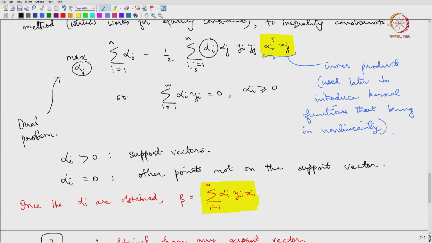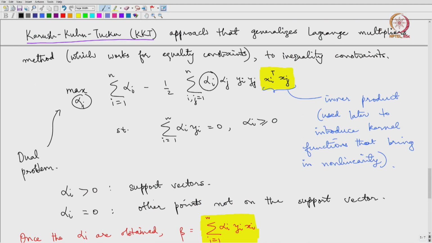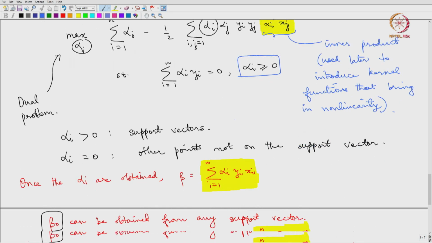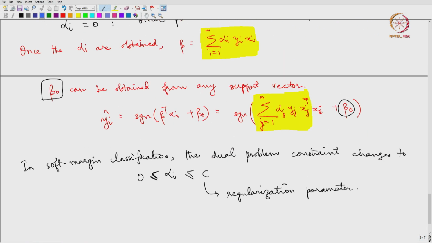Okay. So, if you see the constraint that I had written here, in the hard margin classification alpha i was greater than or equal to 0, in the soft margin classification alpha i is still greater than or equal to 0, but it is less than the regularization parameter c. Okay. So, this brings me to the end of this particular lecture.